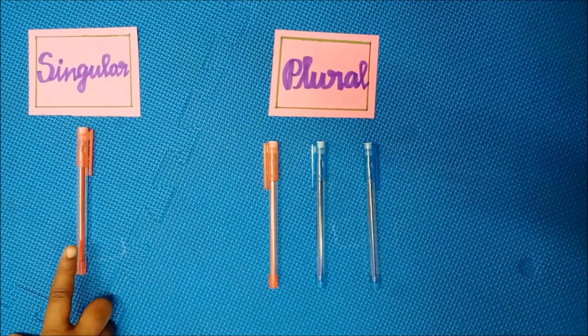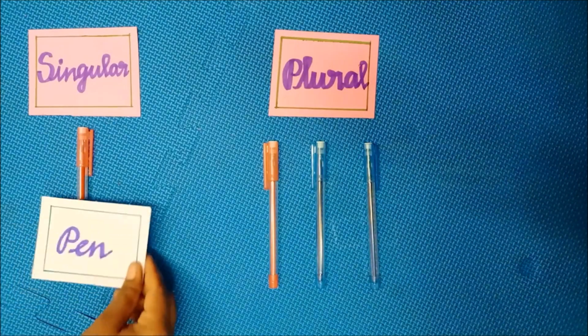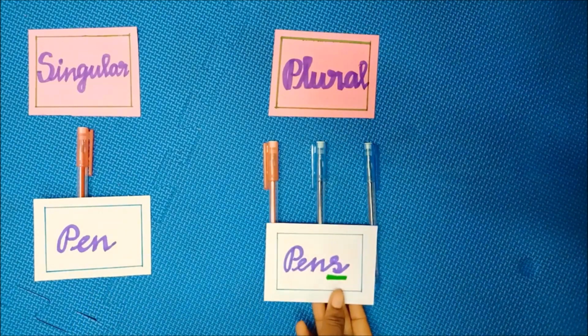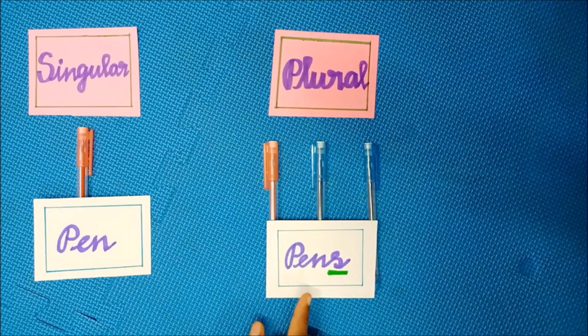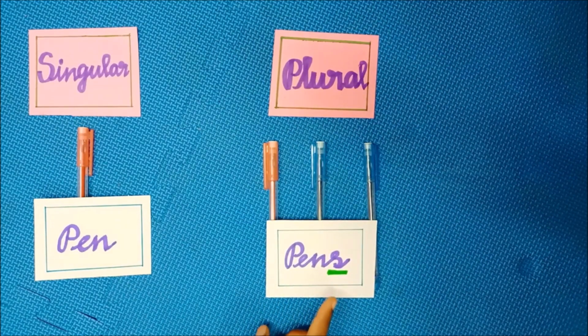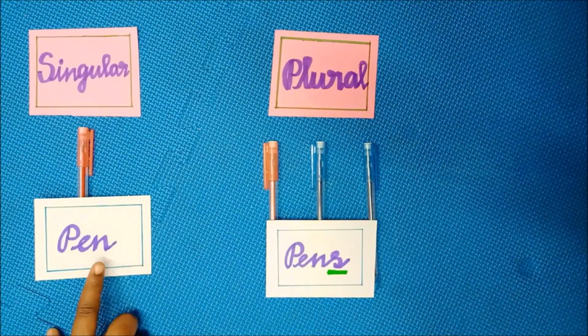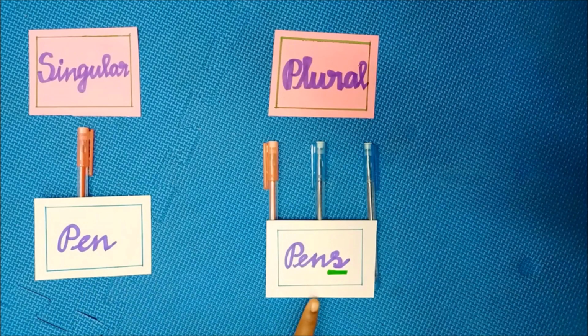Now look at the thing, what is it? It is a pen. P-E-N, pen. Here you have 1, 2, 3. 3 pens. Here you have only one pen, so it is singular. Here you have 1, 2, 3. 3 pens, so it is plural. So the plural form of pen is pens. P-E-N-S. You just add S to the singular noun to change the singular into plural. So the plural form of pen is pens.